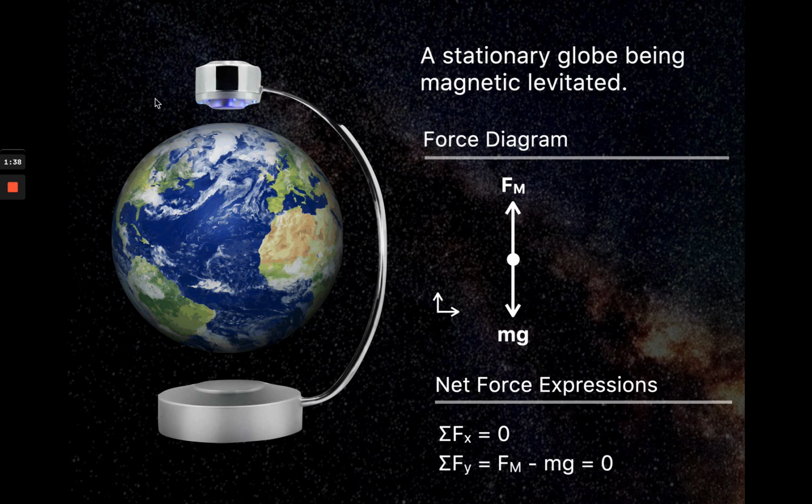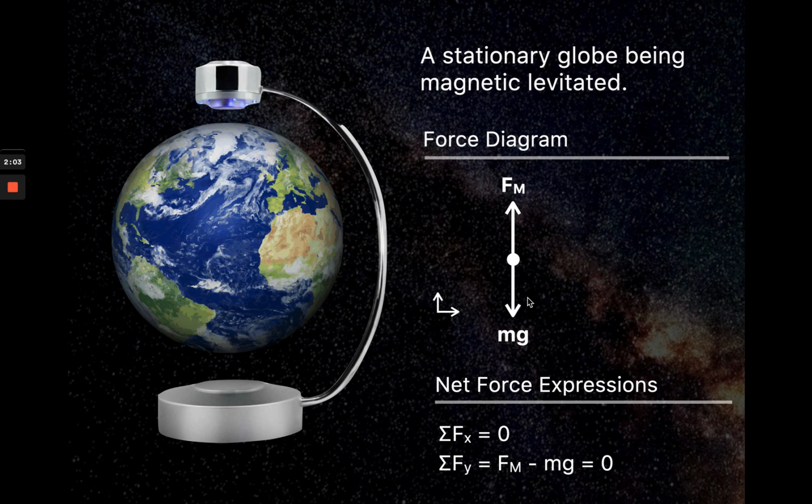But in the y direction, you have the force of magnetism up and the force of weight down, and these two forces, since they're the same amount of force, they balance each other. So the net force is equal to zero. So this example, too, satisfies Newton's first law, because despite there being forces, the forces are balanced, and the forces add up to zero, so it stays at rest.